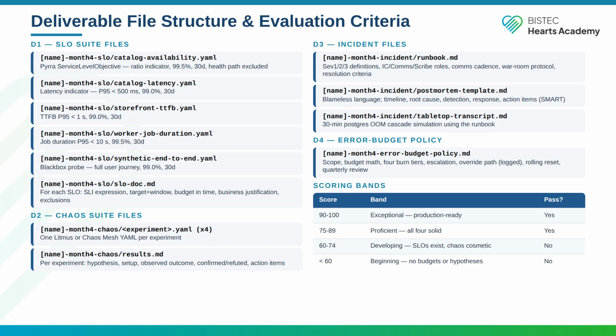The evaluation bands are 90 to 100 for work that could be the BISTEC Mart reliability framework from day one, 75 to 89 for solid work with minor gaps, 60 to 74 for work that exists but covers weak signals, below 60 for work missing the core structure. Passing is 75.